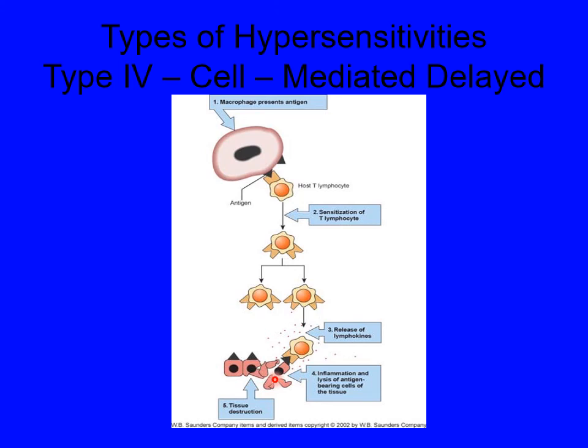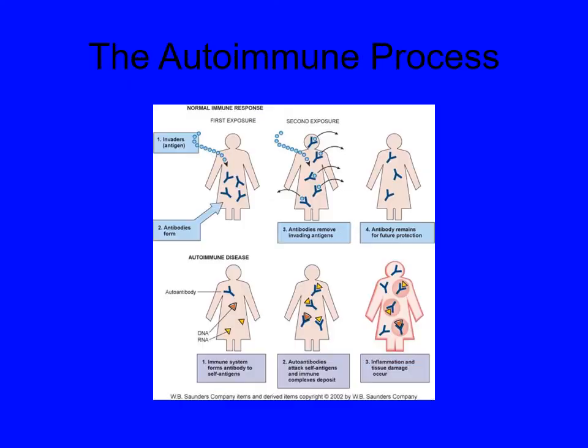Transplant rejection is the major problem which this causes, because it is foreign tissue, and this is the mechanism by which the T lymphocytes are activated to destroy that transplanted tissue. That's type 4. Now, the autoimmune response. I'll walk you through the normal response first, and then we'll talk about the abnormal response.